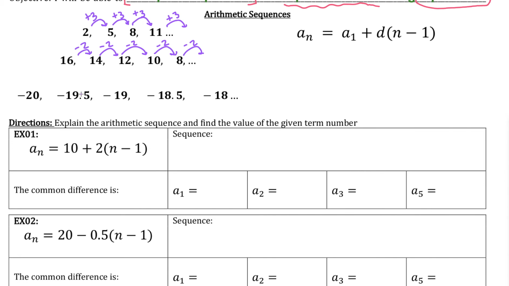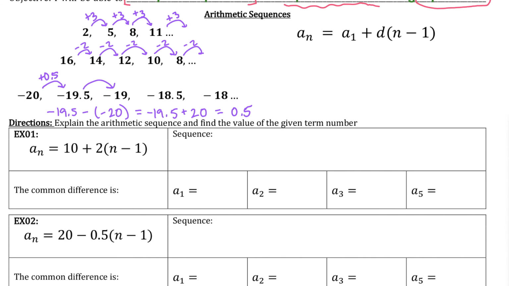Now we have situations like this, where we're not sure what to do. Well, right here, 5 minus 2 is 3. 14 minus 16 is negative 2. So all we have to do is take this number, subtract this number. So negative 19.5, subtract negative 20, and we get negative 19.5 plus 20, which equals positive 0.5. So that's plus 0.5.